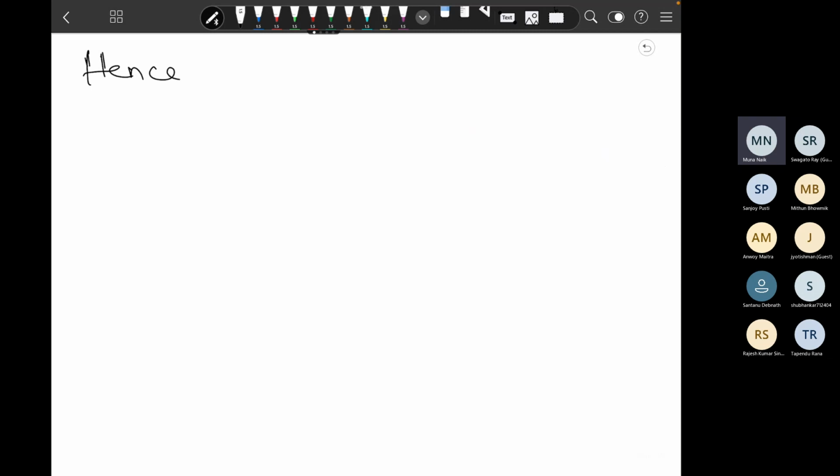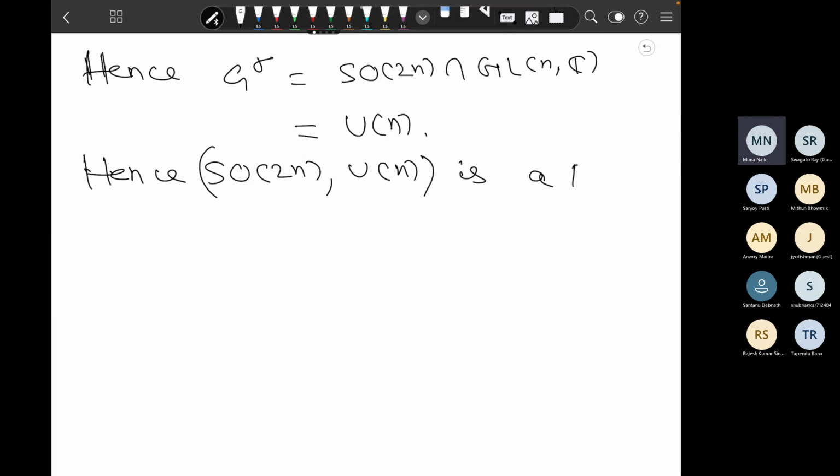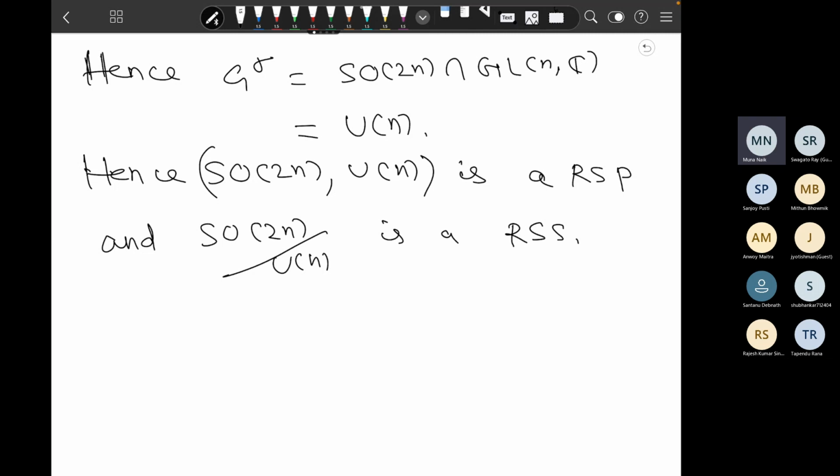Hence G sigma is SO(2N) intersection GL(N,C). And in some class we have shown that this is actually U(N). We have proved that this is U(N). Hence this thing (SO(2N), U(N)) is a Riemannian symmetric pair, and this thing SO(2N)/U(N) is an RSS. So this was the thing.